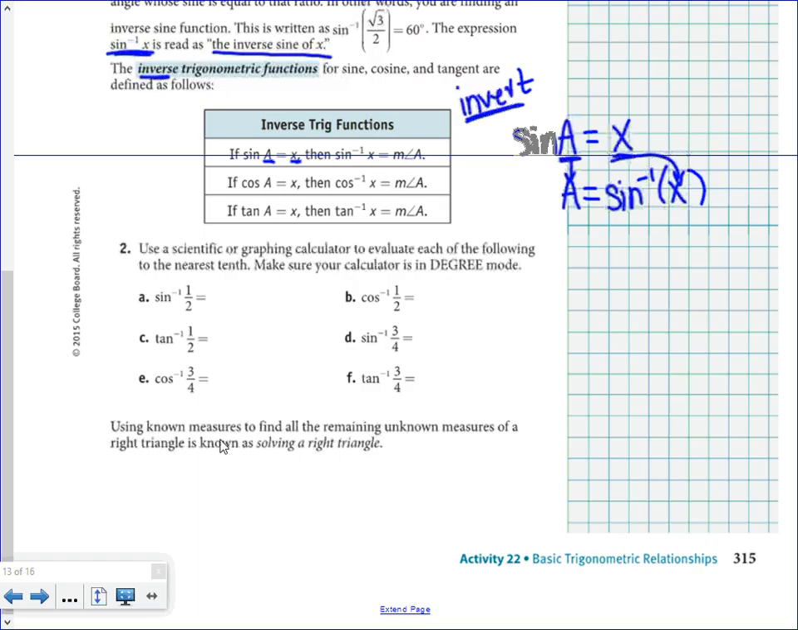And so let's go back to the book. It says at the bottom here, using your known measures to find your unknown parts is known as solving a right triangle. So whenever they give you a right triangle and they tell you to find your angles or your side lengths, what they're asking you to do is solve the right triangle. So let's look on the next page.